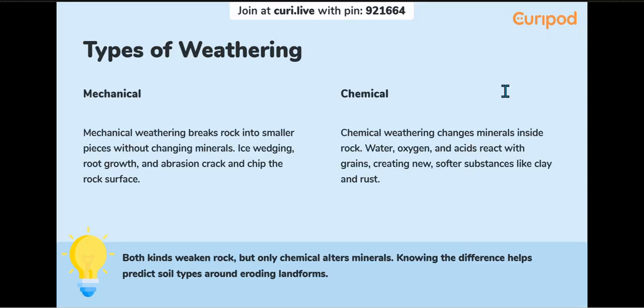Types of weathering. Mechanical: mechanical weathering breaks rock into smaller pieces without changing minerals. Ice wedging, roots, and abrasion crack and chip the rock surface. Both kinds weaken rock, but only chemical alters minerals. Knowing the difference helps predict soil types around eroding landforms. Chemical: chemical weathering changes minerals inside rock. Water, oxygen, and acids react with grains, creating new, softer substances like clay and rust.